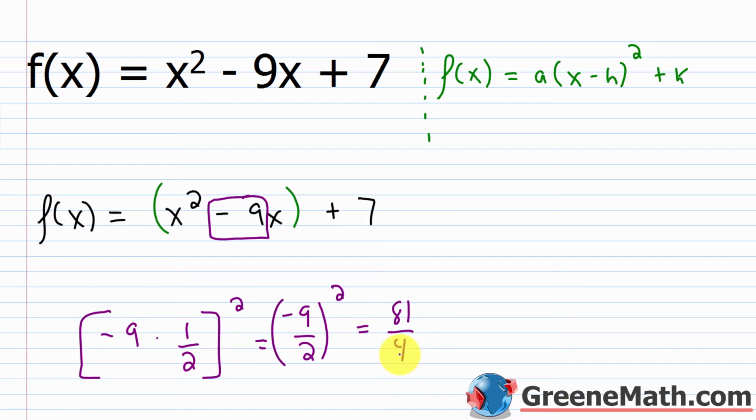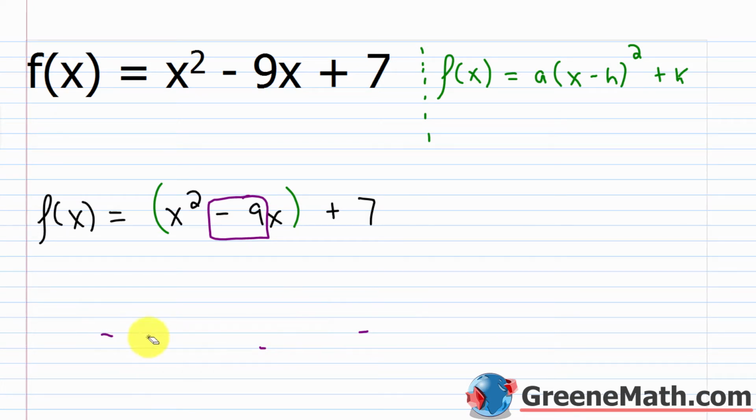Now, what does this 81/4 do? Let me just jog your memory here. So let me erase this real quick, and I'm just going to put this value off to the side for a minute. So 81/4. The 81/4 is added right here. That is the constant that makes that trinomial into a perfect square trinomial. So remember, a perfect square trinomial is able to be factored into a binomial squared. That's what we've got to get right here. We want a binomial squared. So let's just go ahead and do that.